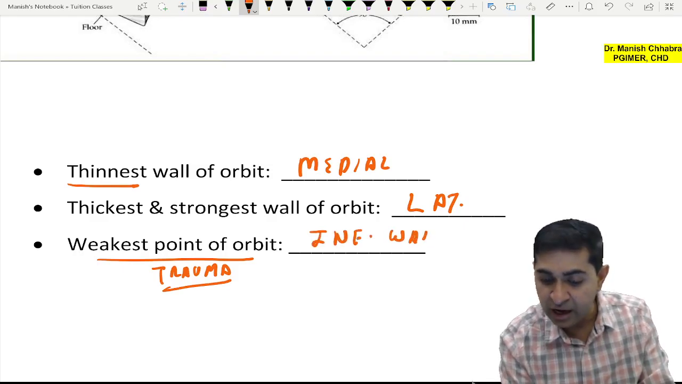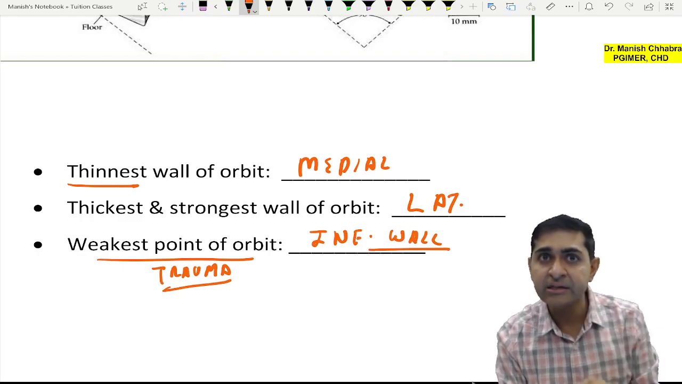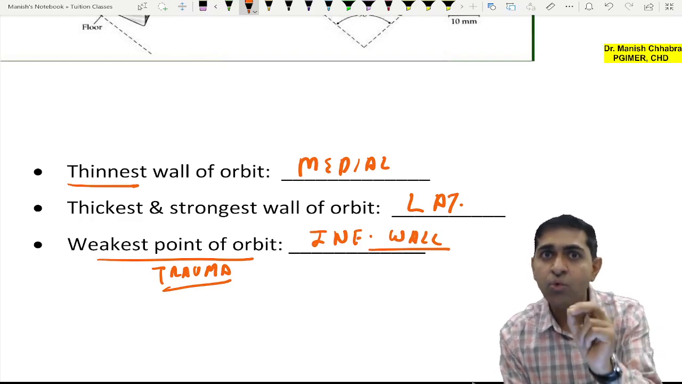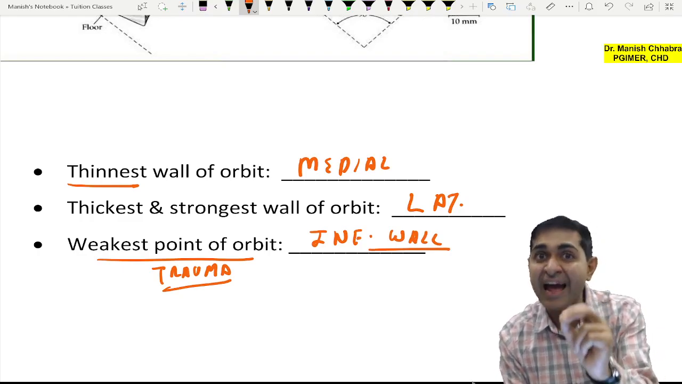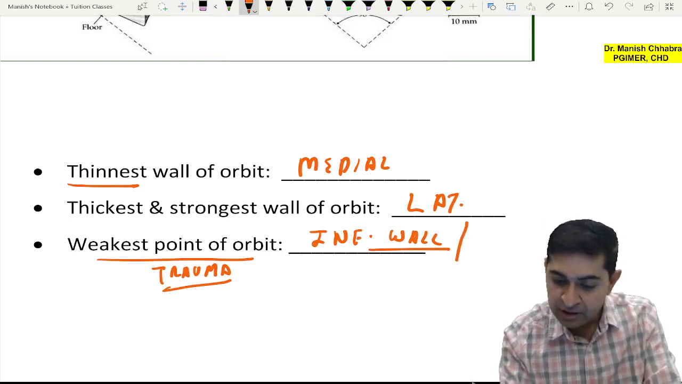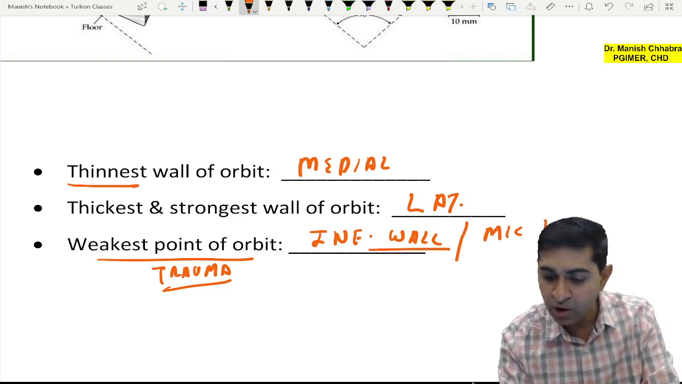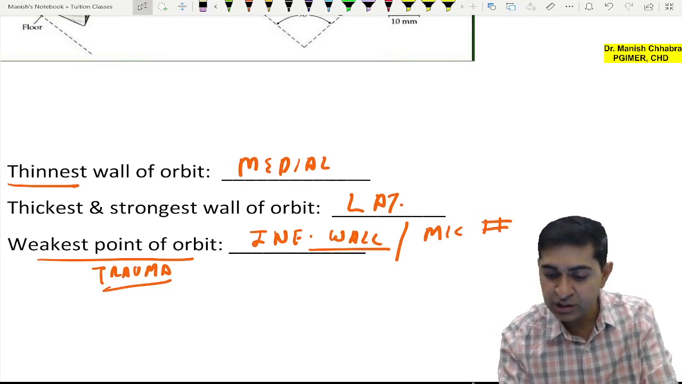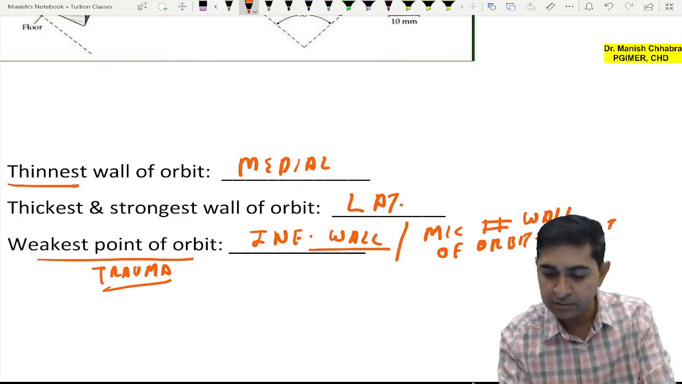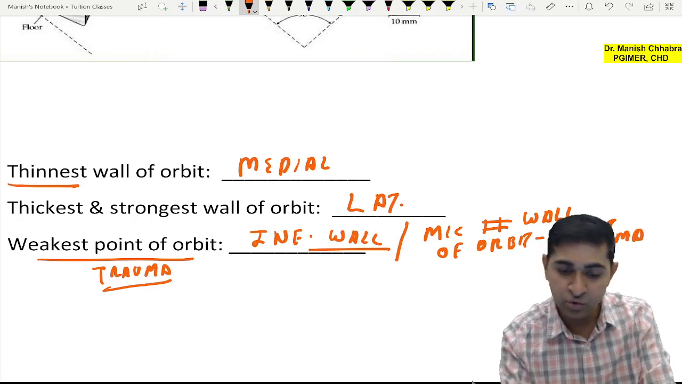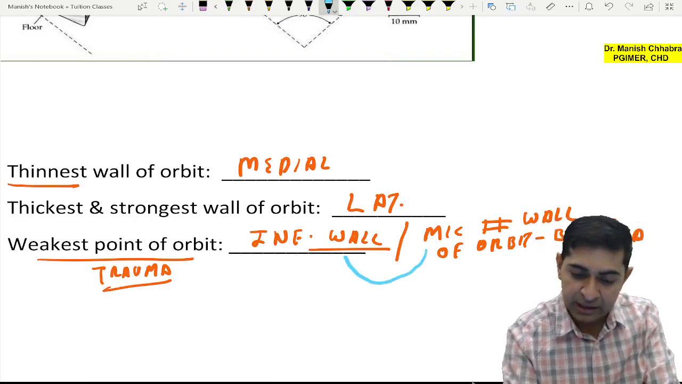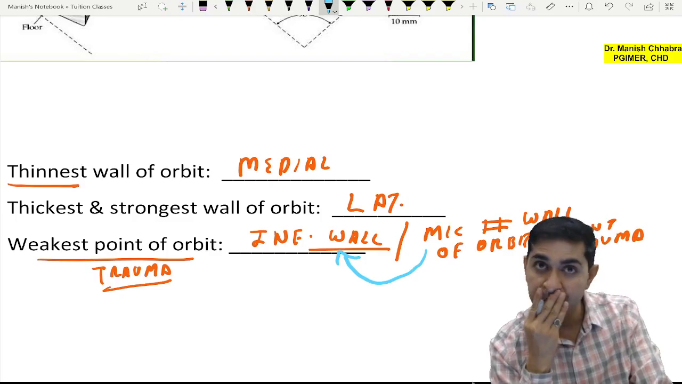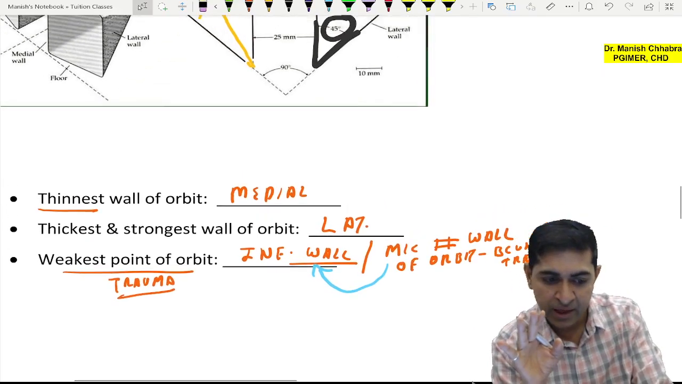Now if I may ask you, which is the most common wall of the orbit to get fractured in blunt trauma? That is going to be your inferior wall. I hope it is very well understood.